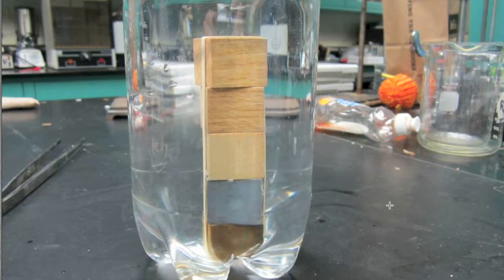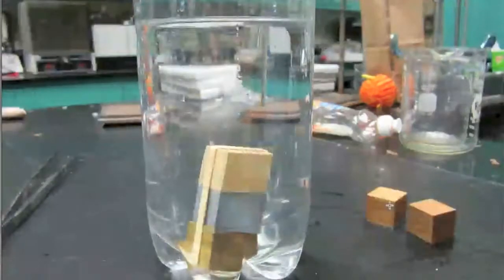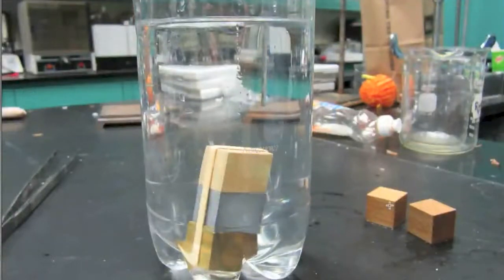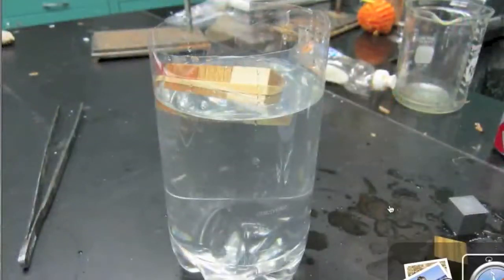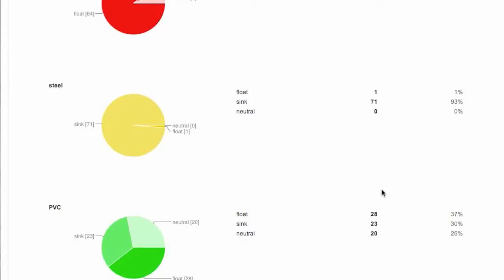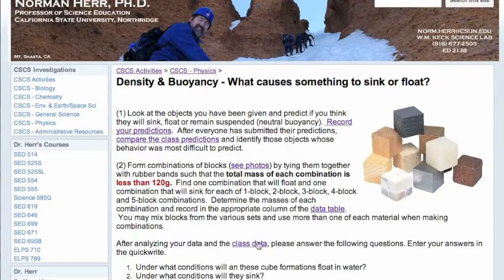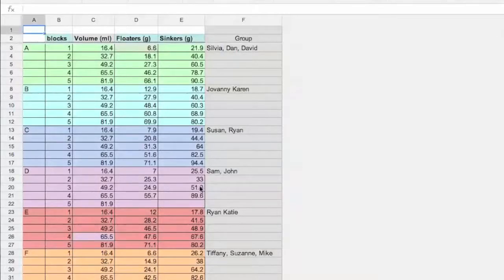They would then try another 5 block combination and get it as a floater. And they're going to record whether they're sinking or floating. So they'll do it for all different block combinations, for 1, 2, 3, 4, and 5 block combinations, recording again whether they sink or float. Now, they're going to be putting them into a form. In here it's going to be a data table, and you can see that this is actual data from teachers that are preparing to teach students.